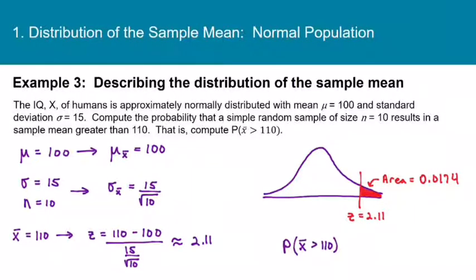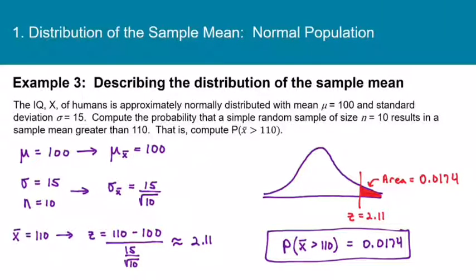So the probability that x bar is greater than 110 is 0.0174. Now, I want you to think about this. Even though the work we're doing feels the same, the question they've asked us is very different from the one before. Back in section 7.2, they would have asked us, find the probability that a randomly selected person has an IQ greater than 110. Here they're asking us to find the probability that a sample of 10 people has a mean IQ score greater than 110.